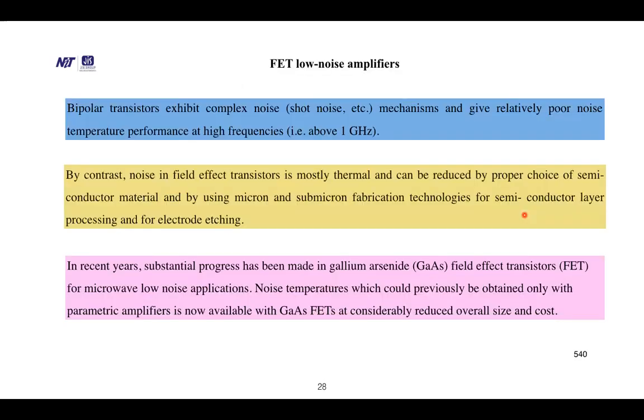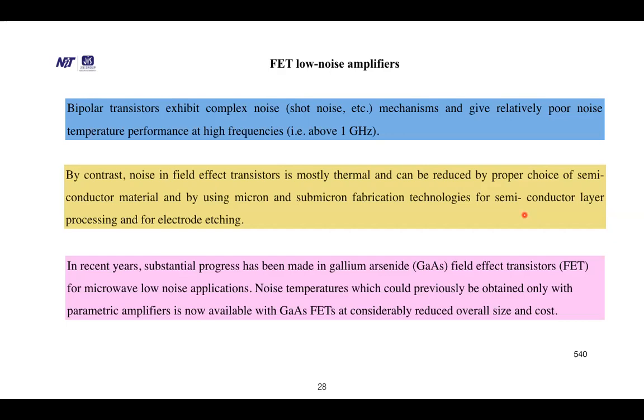FET low noise amplifiers. Bipolar transistors exhibit complex noise mechanisms like shot noise, etc., and give relatively poor noise temperature performance at high frequencies, above 1 GHz. By contrast, noise in field effect transistors is mostly thermal and can be reduced by proper choice of semiconductor material and by using micron and submicron fabrication technologies for semiconductor layer processing and for electron etching.